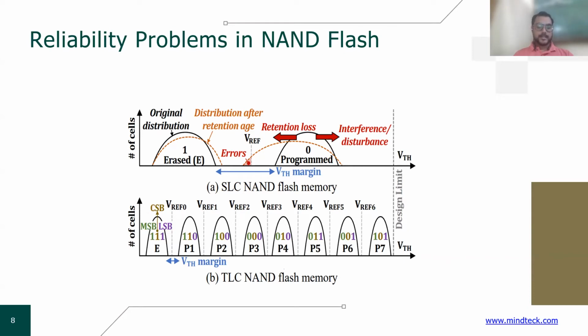Multi-level cell technology aggravates this reliability problem in NAND. In the second figure we can see that this margin is very small, and the cell is more prone to errors when it loses its electrons.